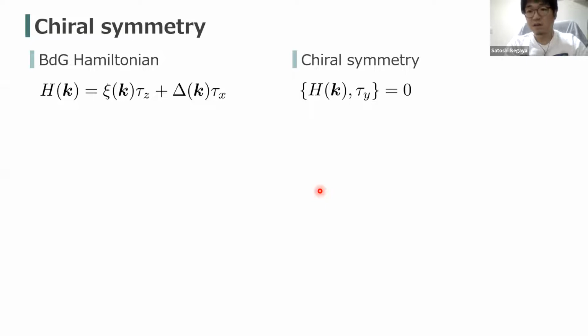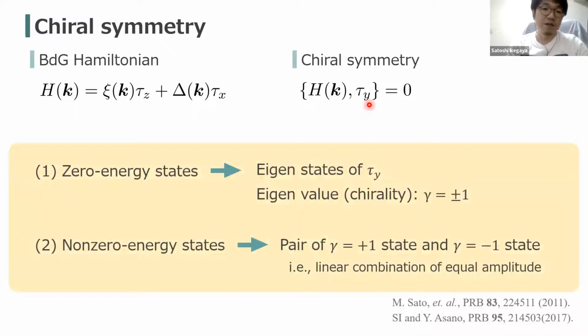So the degeneracy in the quantum state is a kind of consequence of the symmetry of the Hamiltonian. And in this case, we focus on the chiral symmetry, which is defined by the anti-commutation relationship between the Hamiltonian and a unitary operator. And in the presence of the chiral symmetry, the eigenstates obtain two important properties. The first one corresponds to the zero-energy states. The zero-energy states must be eigenstates of the chiral symmetry operator simultaneously. And at this time, the eigenvalue, which is called chirality, becomes positive or negative unity.